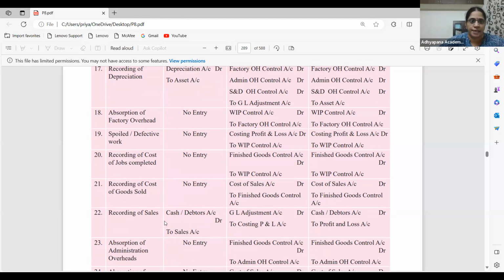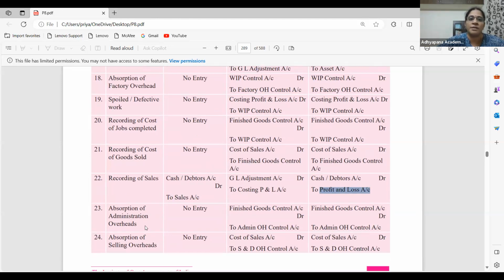So recording of sales. Under recording of sales, when it is cash sales, it is cash to sales. When it is credit sales, it is debtors to sales. In case of cost accounting, it is general ledger adjustment account debit to costing P&L. I remember I told you, in case of returns and only in case of sales, you will not have the rule of debit from costing and credit from financial. Instead, it will be the inverse. So you take the debit from financial and the credit from costing. So here it is not to P&L, it is to costing P&L. Then for absorption of administration overheads, do you remember the cost sheet format? Factory overheads is absorbed at WIP stage.